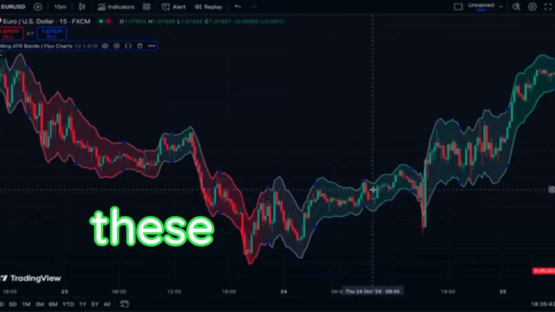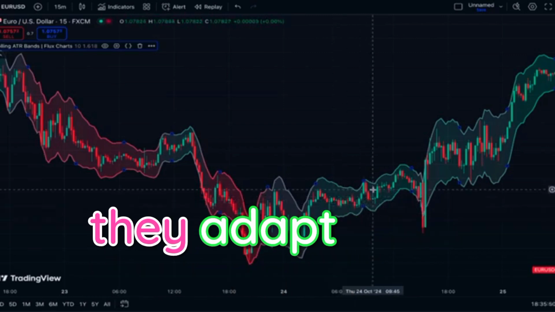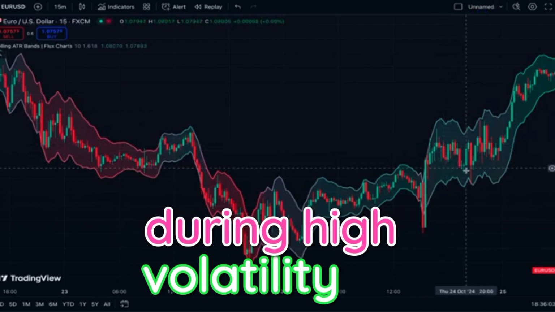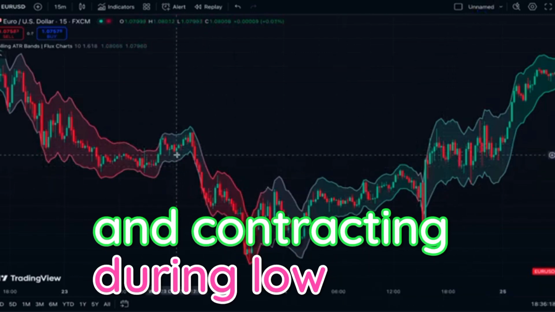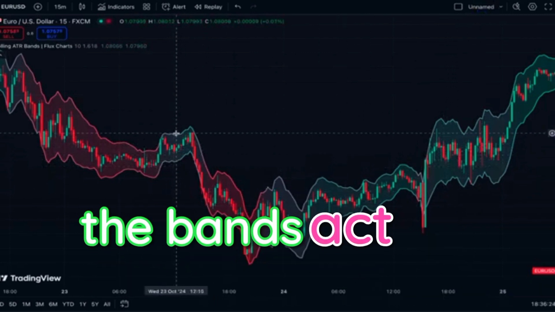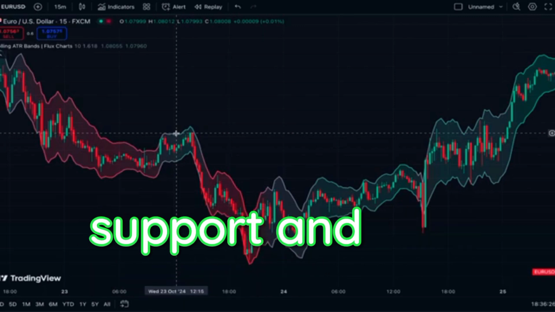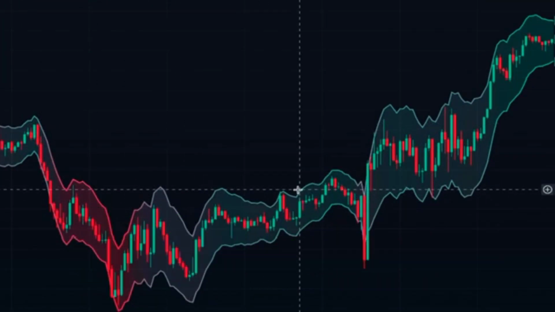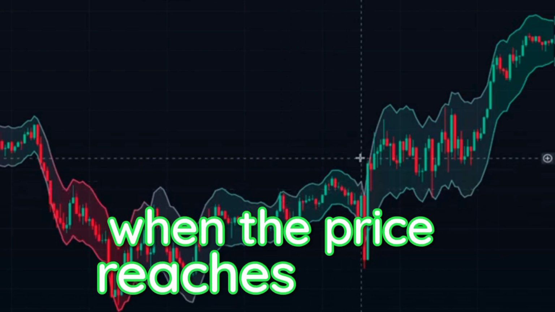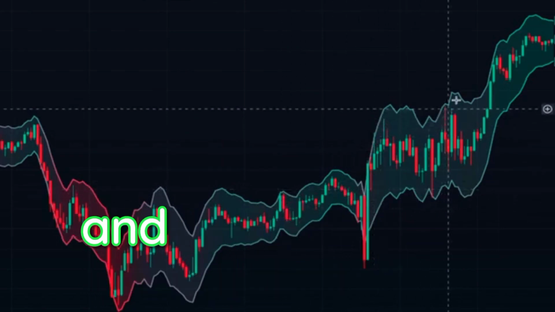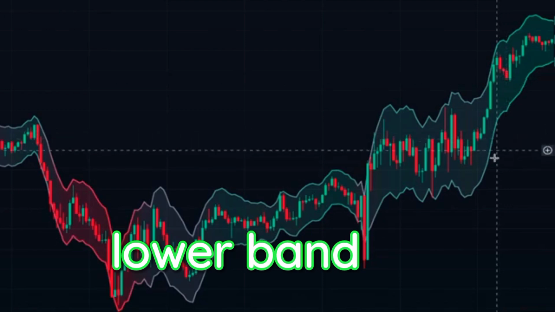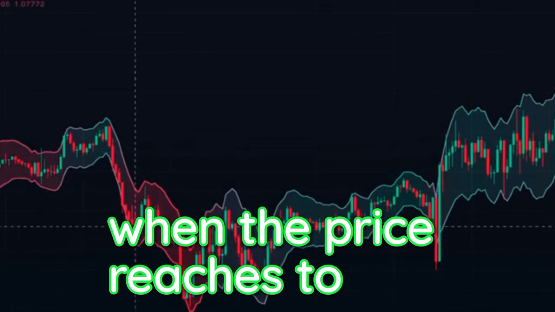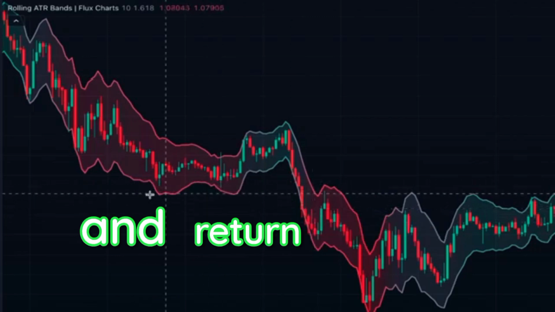Alright, as I said, these bands are dynamic and they adapt with market volatility. We see widening of the band during high volatility and contracting during low volatility. As I said, the bands act like dynamic support and resistance levels. The upper band acts as a dynamic resistance level, and you can see that usually when the price reaches this band, there is a pause and reversal of the price, and the lower band acts as a dynamic support level, and usually when the price reaches this band, we have a pause and return of the price the other way.